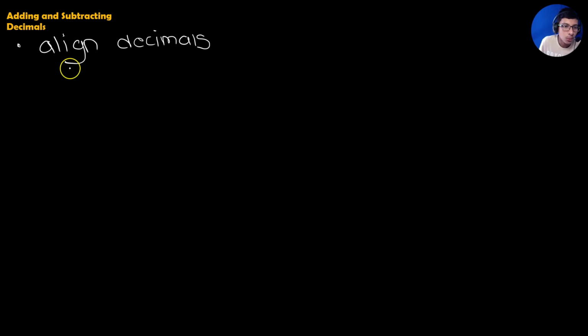So let's start. First, what we need to know is that when we are adding or subtracting decimals, we will have to align the decimals first. And then we can simply add or subtract. So let me show you with an example here.